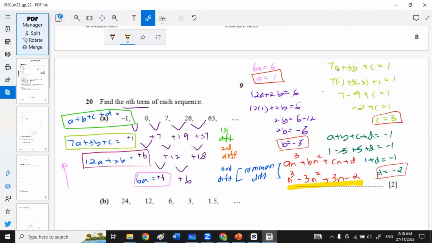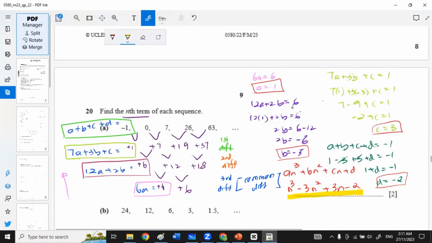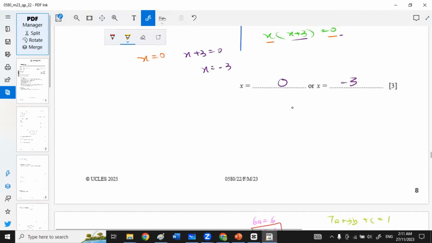Okay. If you think this method is too long, too complicated, I have another method which is shorter, but sometimes it doesn't work properly. It's more like trial and error. Okay, let's say I just put it here. So your sequence is negative 1, 0, 7, 26, and 63.